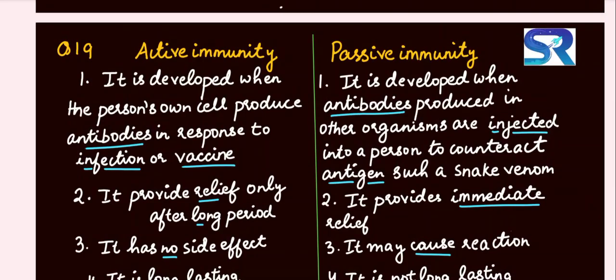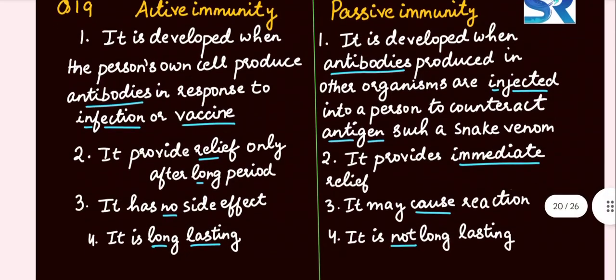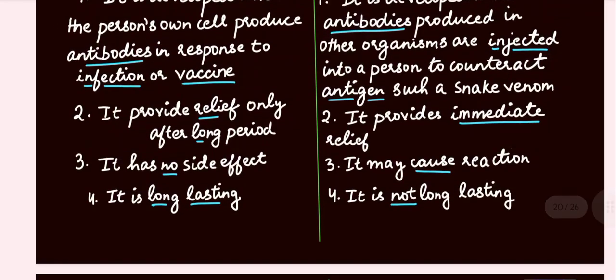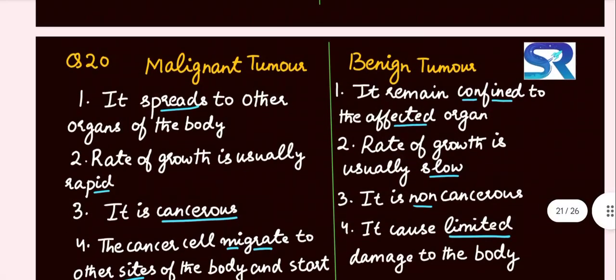First one, it is developed when antibodies produced in other organisms are injected into a person to counter antigen such as snake venom. Second point, it produces immune response immediately. Third, it may cause reaction. Fourth, it is not long lasting.